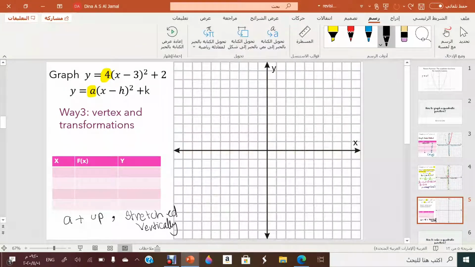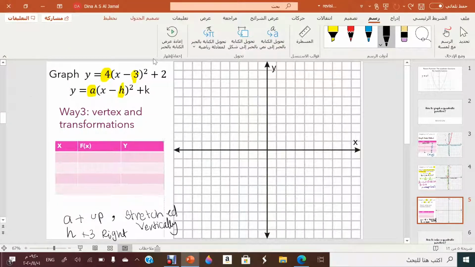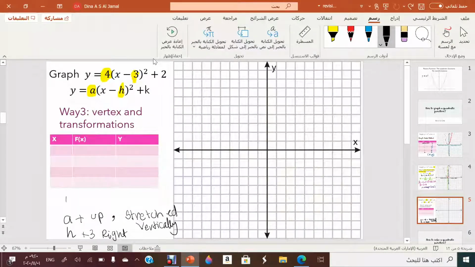Now let's go to this value of h. So h will be representative for whether you are going to the right or to the left. So here, h for you, it is a 3. So you are going 3 units to the right. And k will be representative for the units up or down. Here it is positive. So k will be representative for the units up.